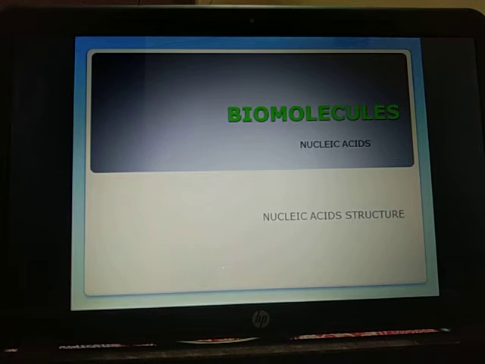DNA or deoxyribonucleic acid is a helically twisted double chain deoxyribonucleotide macromolecule which constitutes the genetic material of all living organisms with the exception of the riboviruses.